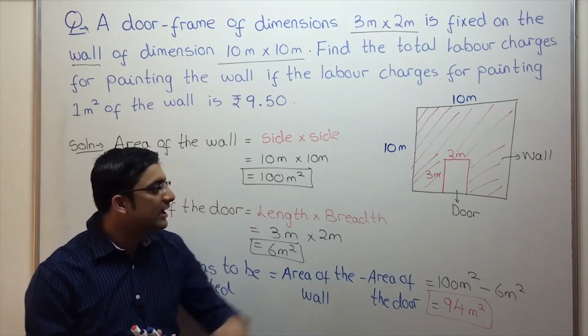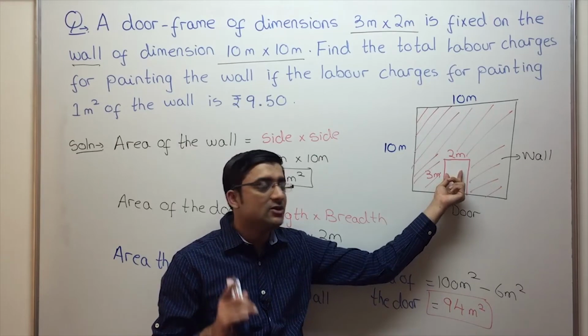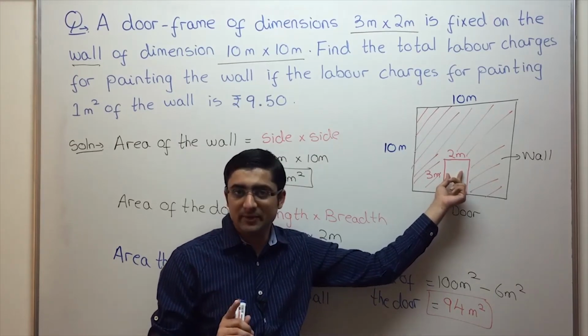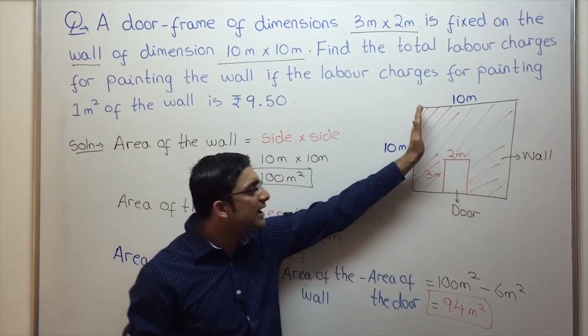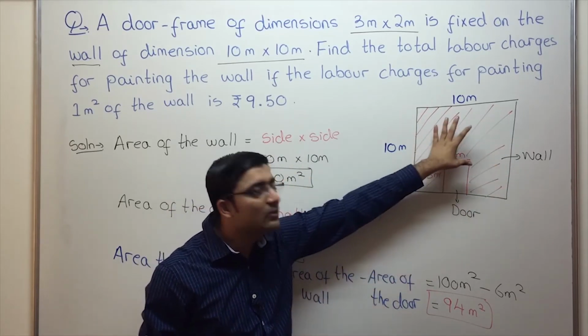See, what did I do so far? I first drew the figure. There's a wall. In it, there's a door frame of 3 meters by 2 meters. Now we have to first of all find the area that has to be painted. So the wall has to be painted. Ideally this entire area has to be painted. No, we never paint the door, right? We just want to paint the wall.